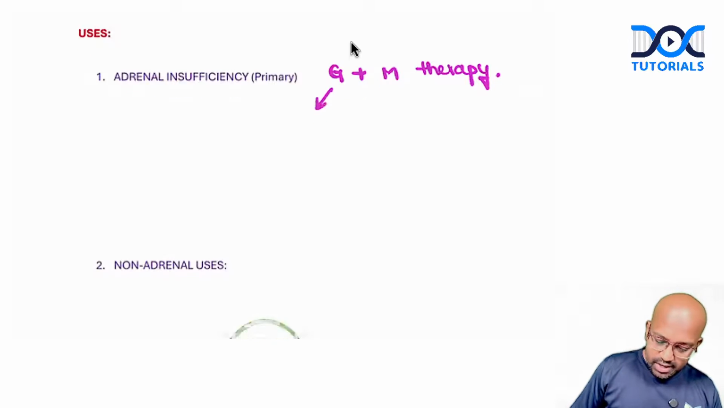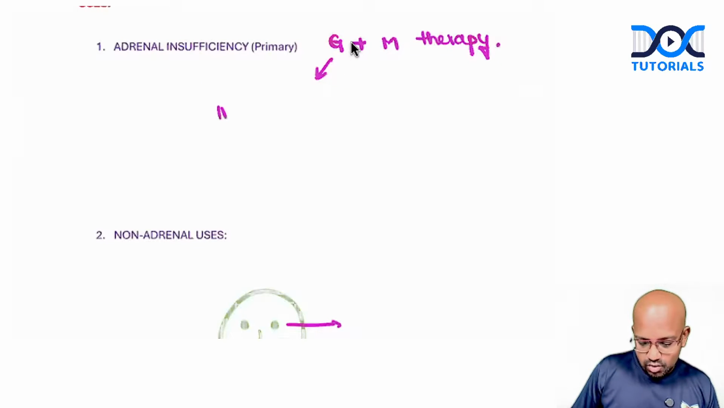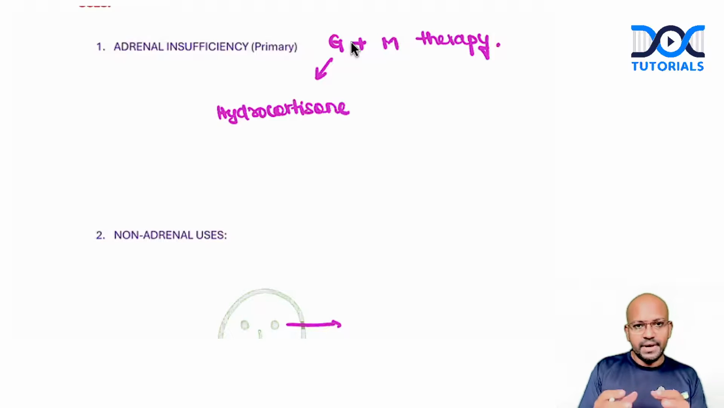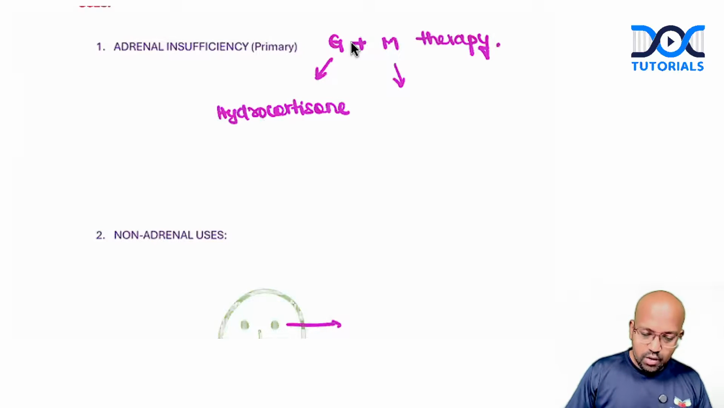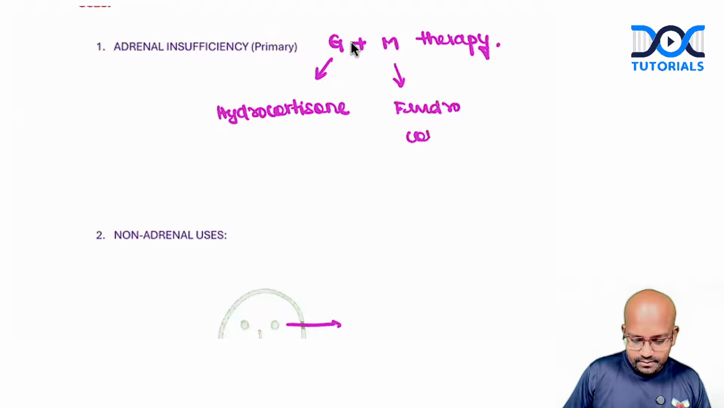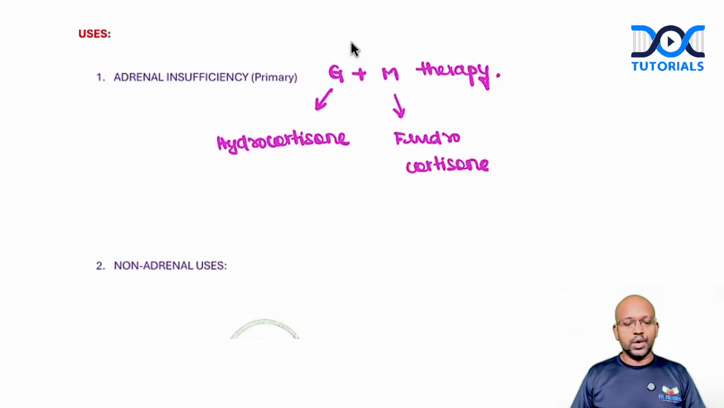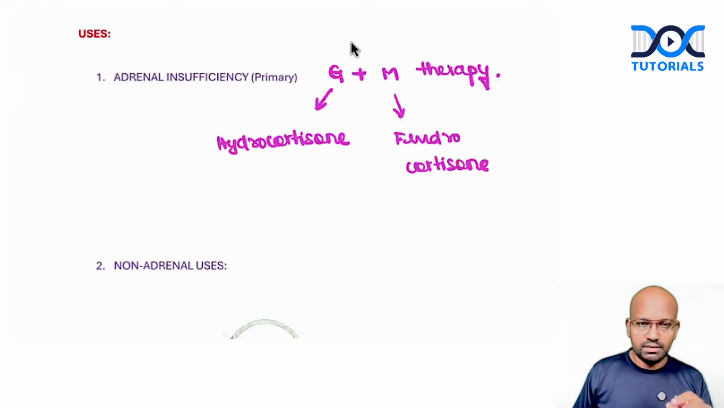Within glucocorticoids, which is mostly preferred? Hydrocortisone is preferred because this is one important drug which has got maximum mineralocorticoid property. Similarly, within mineralocorticoids, fludrocortisone is preferred out of all the mineralocorticoids. Both of these drugs are given together for treating adrenal insufficiency.